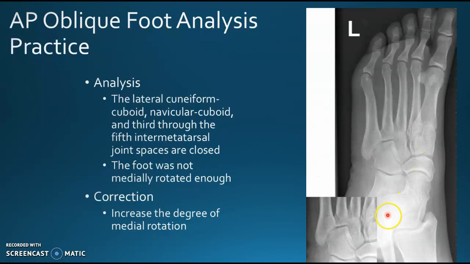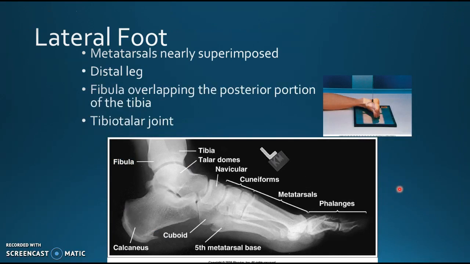So with this oblique foot, we can zoom in and look at the base of the 5th, 4th, and 3rd metatarsal, as well as the articulation of the cuboid with the cuneiform. The patient's foot was not medially rotated enough. We do not see the sinus tarsi either. So you want to increase the rotation medially in order to separate the bases of the 3rd, 4th, and 5th metatarsals away from each other, open up the joint space of the cuboid from the cuneiform, and open the sinus tarsi.